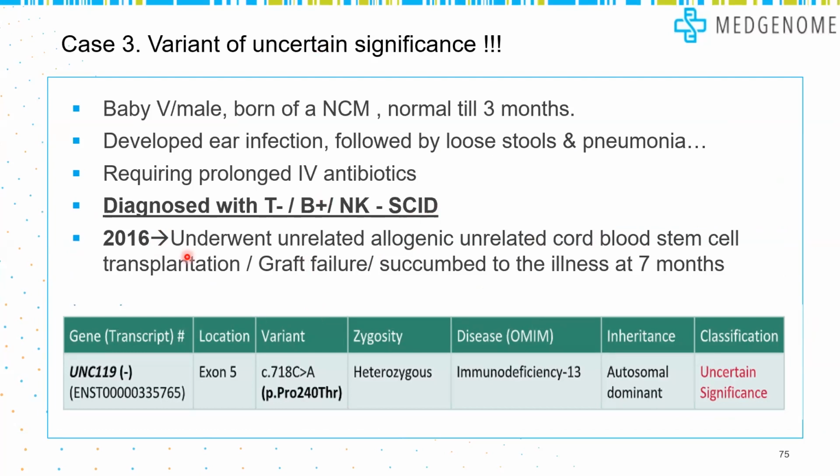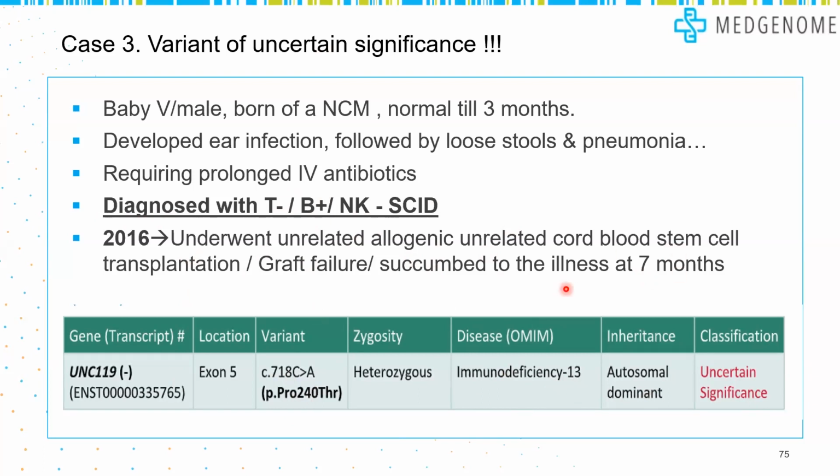So this was a primary immunodeficiency. We got a single heterozygous variant. It was given as uncertain because of the ACMG guidelines: it was a missense, not reported, with a partial phenotype match, because immunodeficiency type 13 probably did not have the T minus, B plus, NK negative type of pattern, but is just associated with immunodeficiency. Unfortunately, this child succumbed to the illness. He had also undergone cord blood stem cell transplantation.